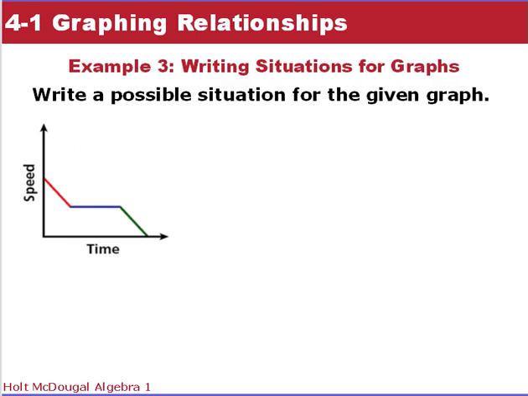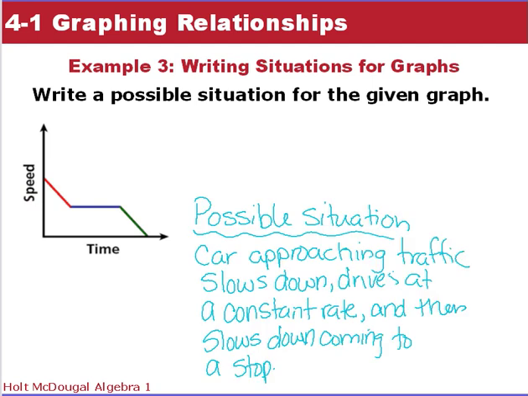So now we're going to write a relationship or a possible situation for the given graph. Okay, so on this graph, again, notice how our axes are labeled. We have time on the x-axis, time controlling the speed. So speed, in this case, the red line here shows the speed's decreasing over time, and then the speed remains constant, and then the speed goes down to nothing over time.